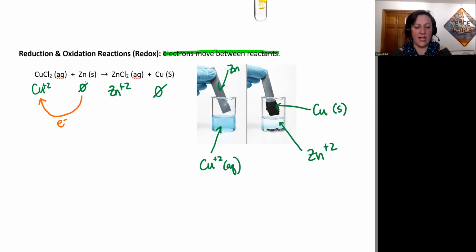And so redox reactions don't have a specific format that makes them easy to identify. Sometimes you'll see a charge change, and that will give you a clue that you're looking at a redox reaction. But they are also one of the most common ones that we have.